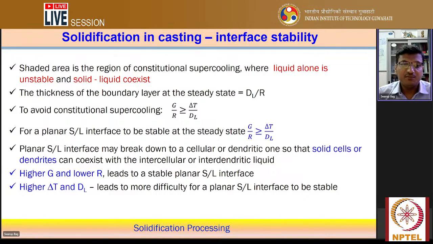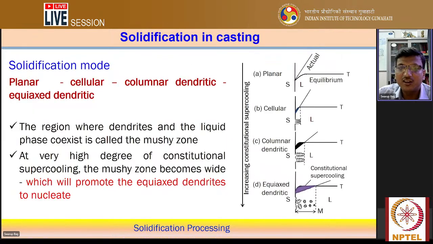On the other side, if delta T and DL are higher, that means the undercooling delta T is very high or DL is low, then it is very difficult to retain a stable planar solid liquid interface. So G by R actually decides the stability condition of the planar solid liquid interface.